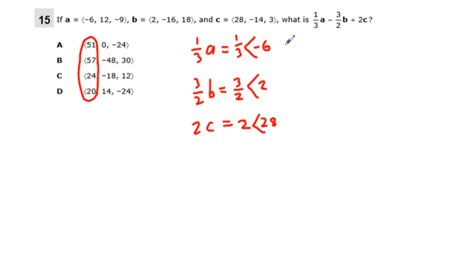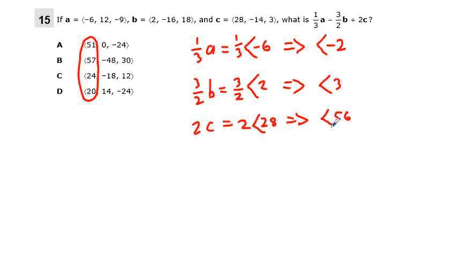And so what these equal, when we go to the right, we get 1/3 of -6, so that's going to be -2. We get 3/2, well, 2 over 2 cancel, so we're going to get 3. And then finally, 2 times 28. Well, I think that's going to be 56.